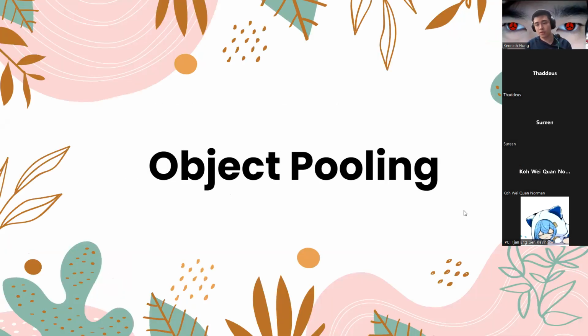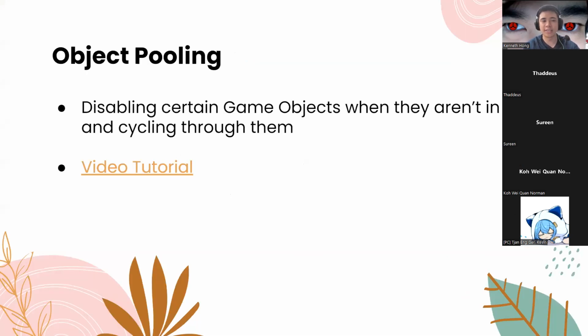It's called object pooling. What object pooling is, basically, I've seen a lot of people use this, which is really good because it reduces the computational processing of the hardware of your computer, and all it is is just disabling certain game objects which aren't in use and cycling through them.